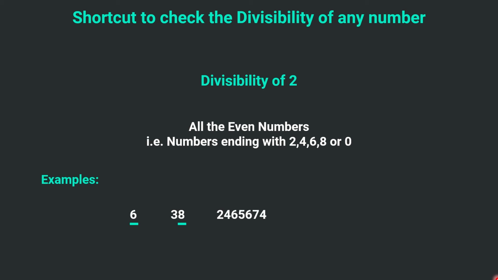2,465,674 is also ending with 4, so it is also divisible by 2. And this number, as you can see, all of the digits are odd except the last digit. So if the last digit, which is the unit digit, is even, then the whole number will also be even. That means it will also be divisible by 2.